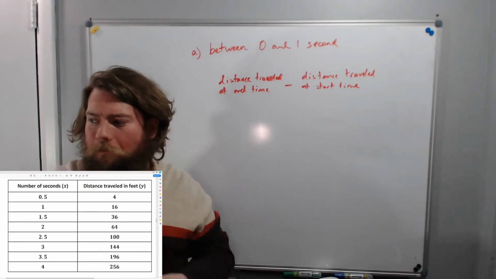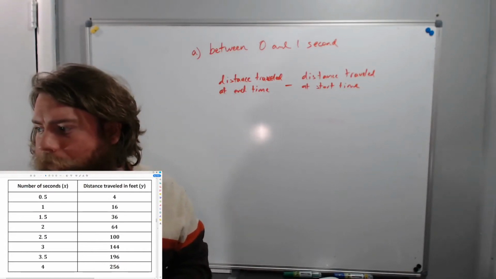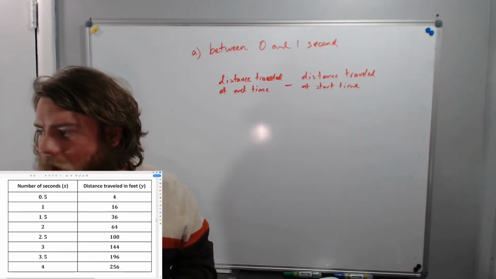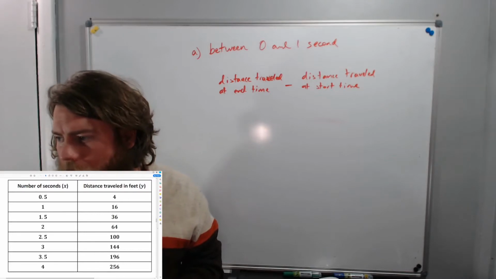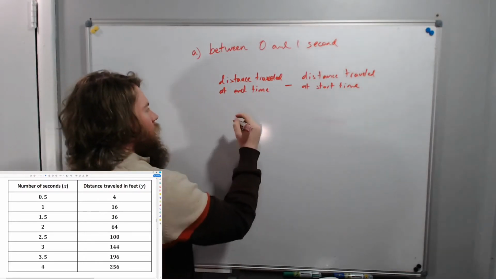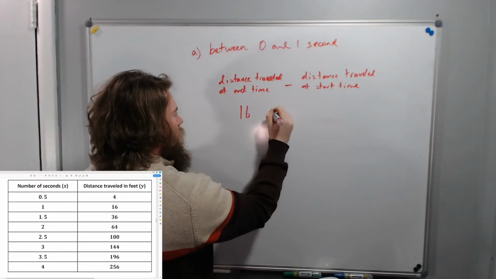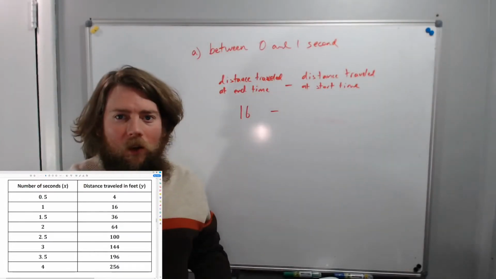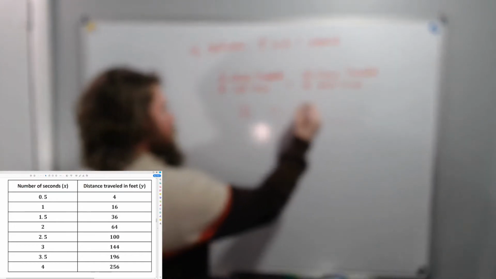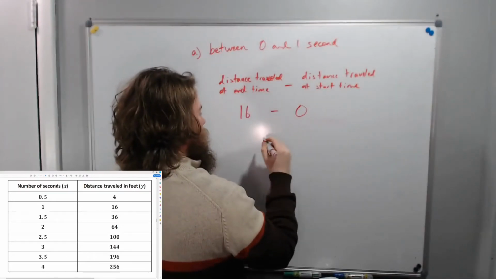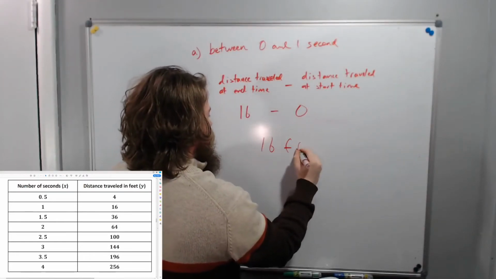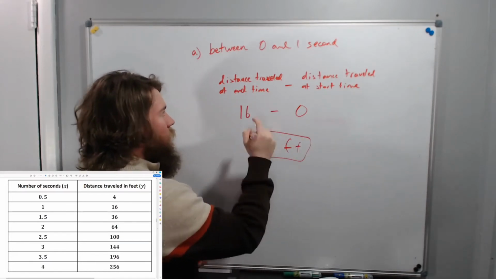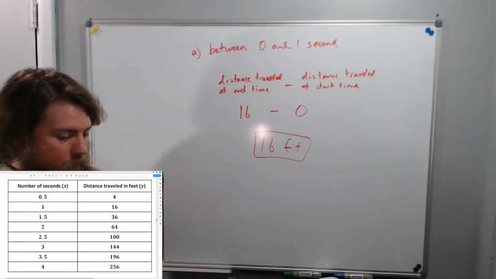Okay, so for A, the end time was 1 second, and after 1 second, it's gone 16 feet. Minus the distance traveled at the start time. Well, at 0 seconds, it's traveled 0 feet. So 16 minus 0. All right, so we get that it traveled 16 feet between 0 and 1 second. Okay?